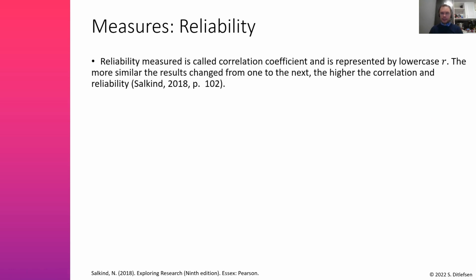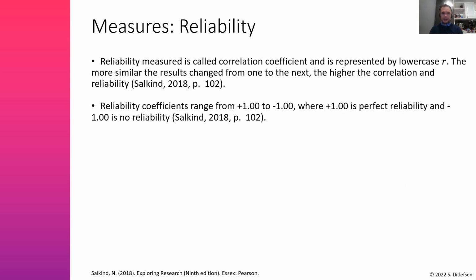Okay, so we are going to measure reliability. And reliability measured is called the correlation coefficient and is represented by a lowercase r. The more similar the results are from one to the next, the higher the correlation and reliability. Reliability coefficients range from +1 to -1, where +1 is perfect reliability and -1 is no reliability. Okay, +1 to -1, +1 is the best, -1 is not so good.